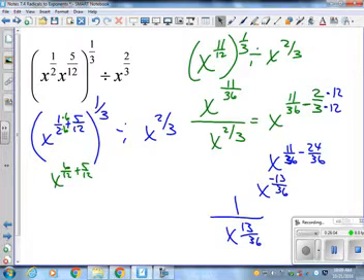x to the 13 over 36. So they take a little while. The more rules they put together, the longer it takes to work one of these. So I think I have one more of these. We good to go? Everybody's ready for me to change the screen?